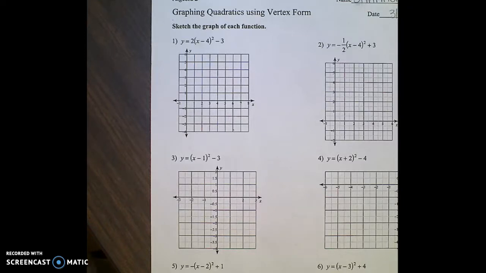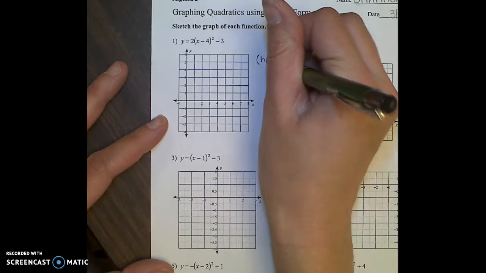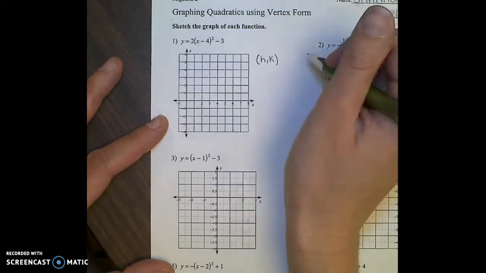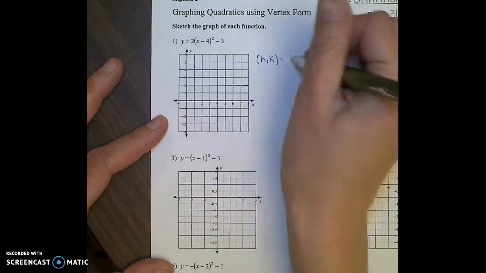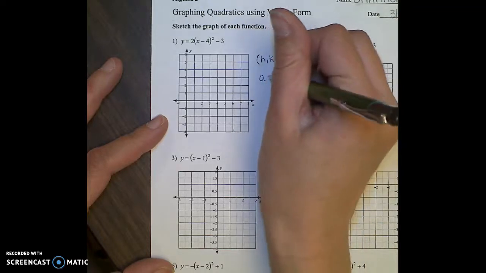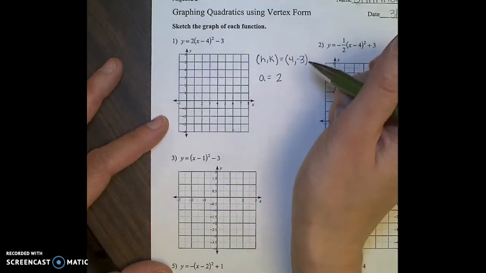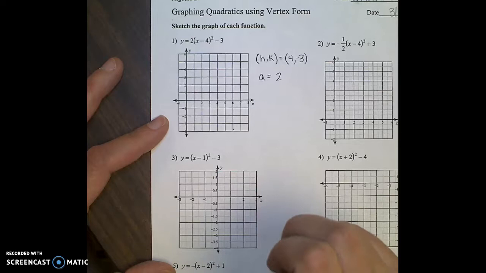So I'm going to remind you, I'm going to do 2 with you, so hopefully that gets you started out well. So I always like to find my vertex first. So remember our vertex is h comma k. In this case, that would be 4 comma negative 3. Then I find my a value, which is really like slope, so 2.